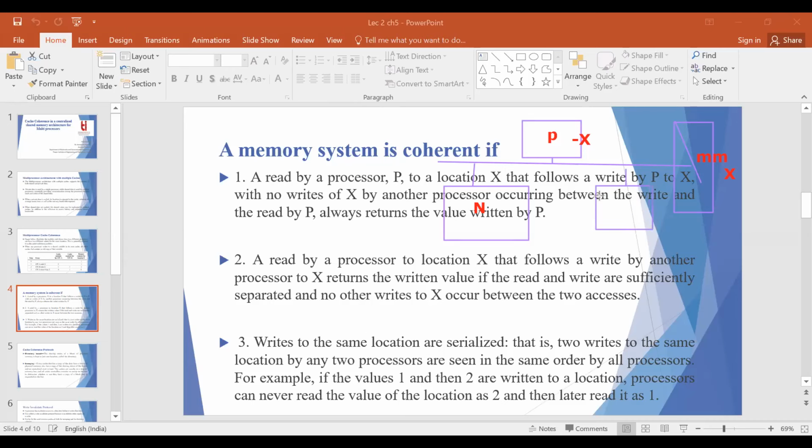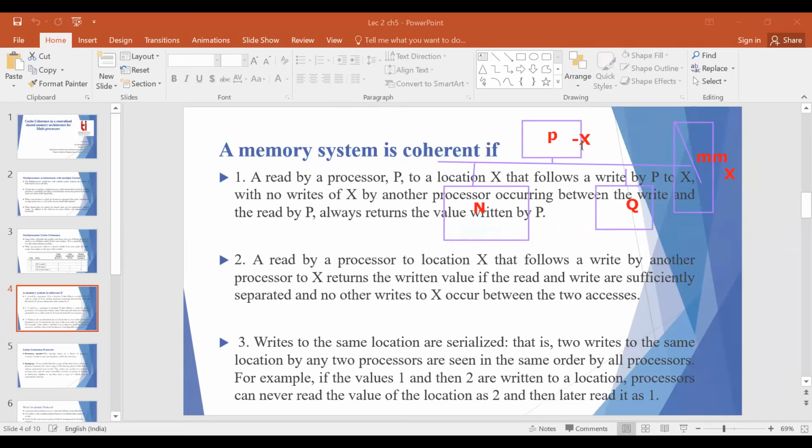Are you all getting what I'm trying to say? Ma'am, what is N? It's another processor. Yeah, N is another processor. P, N, and Q, these are three processors right now. MMX is the main memory module, and there is a location which is X in the main memory.